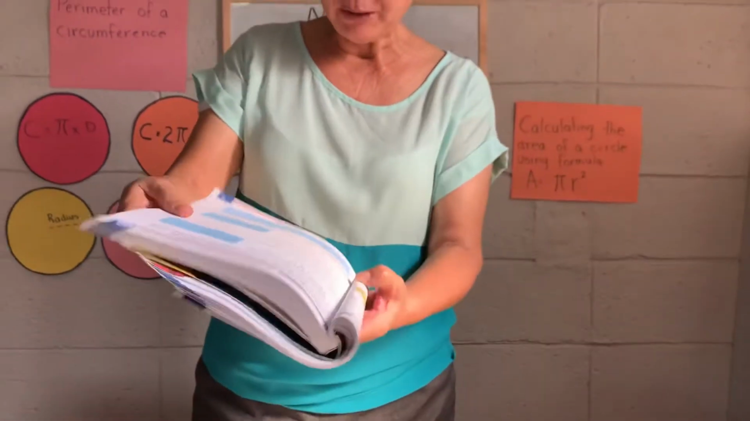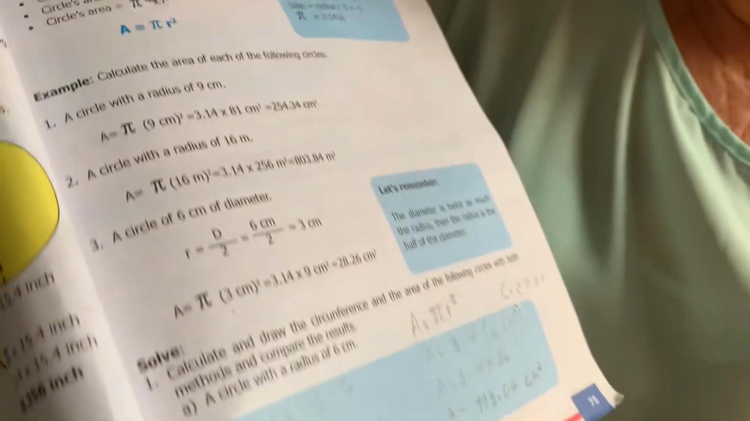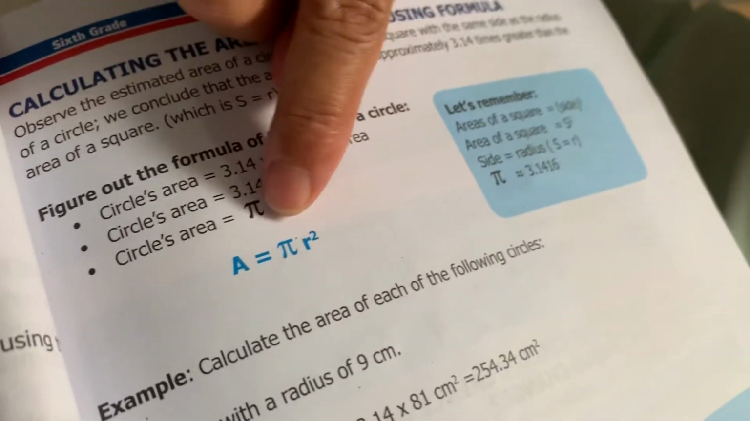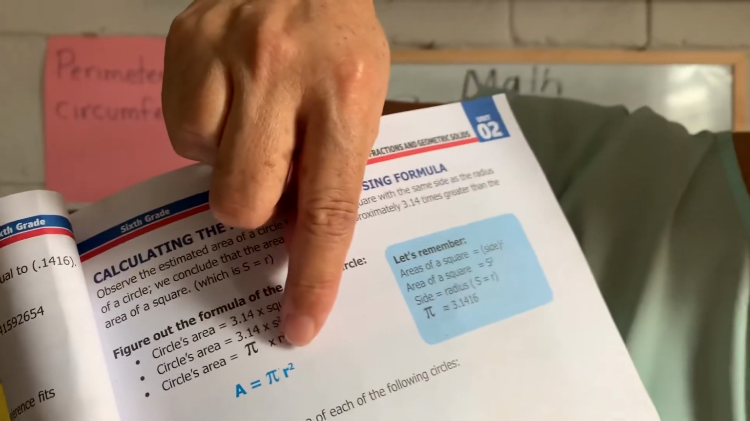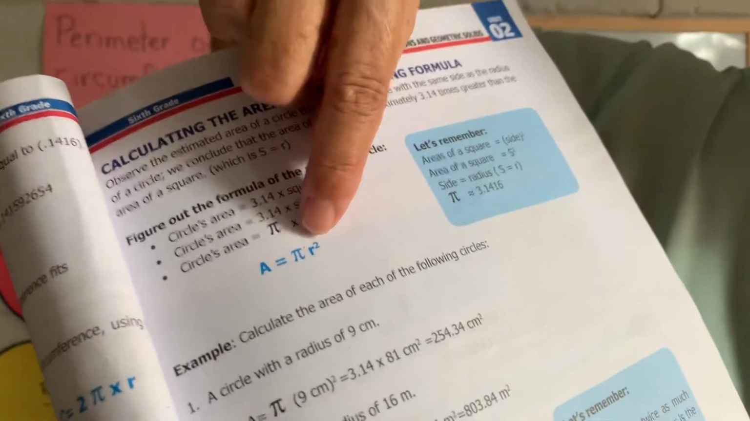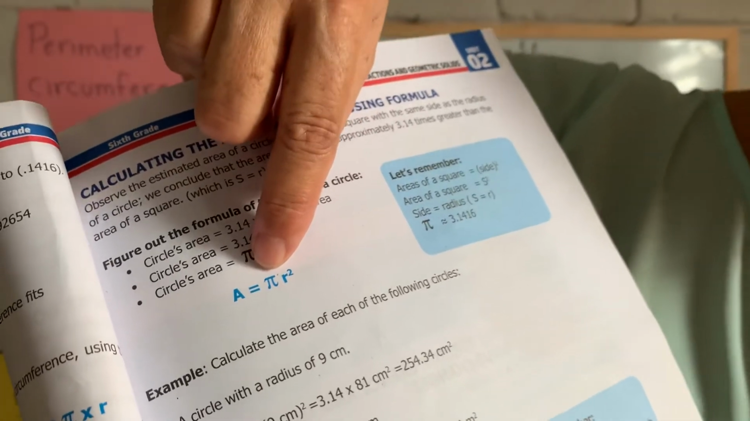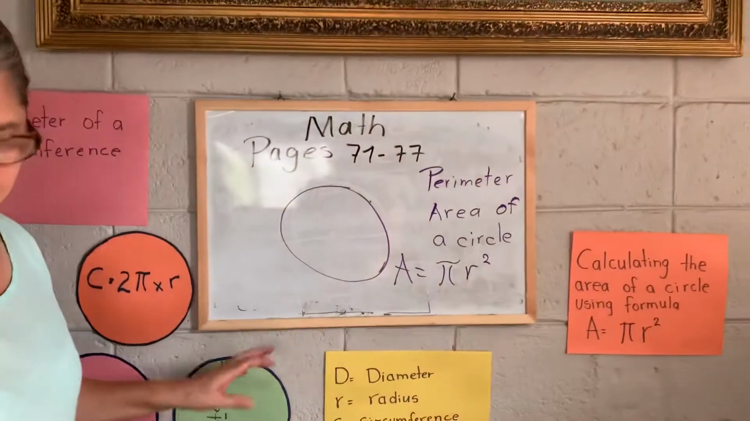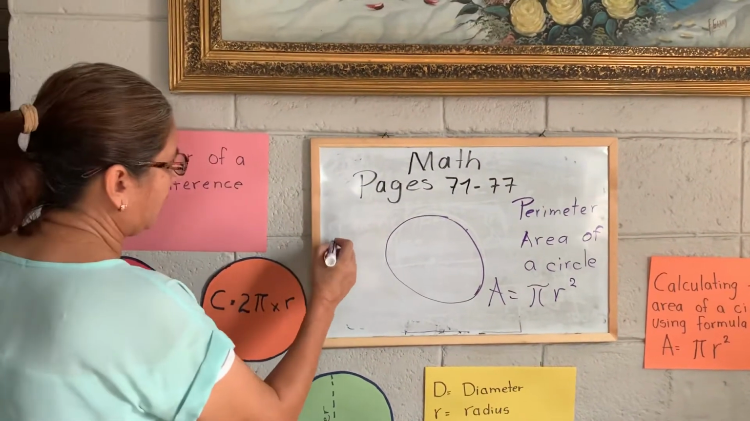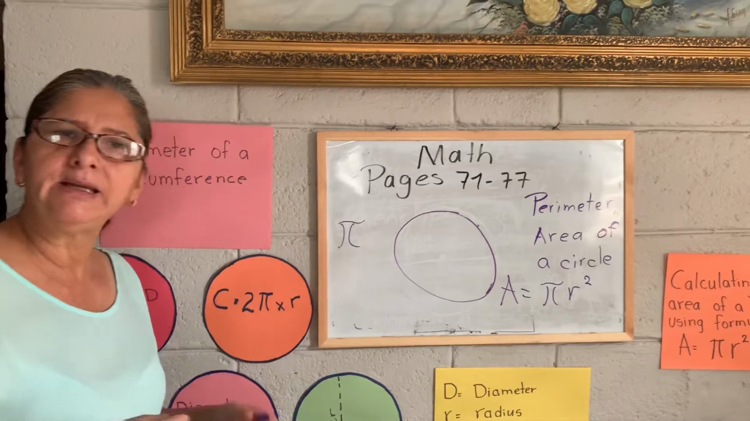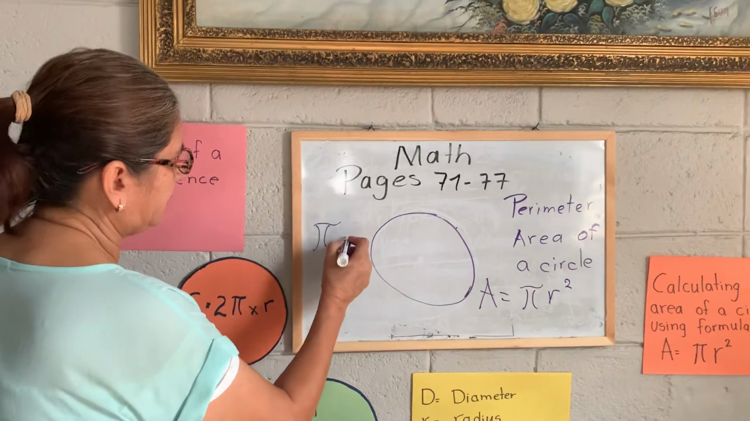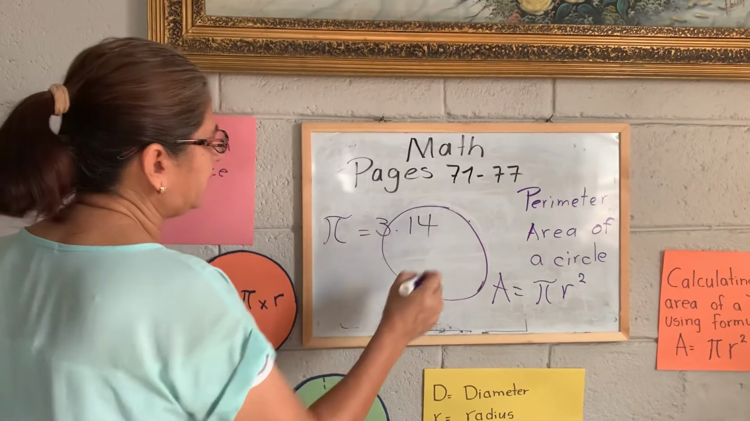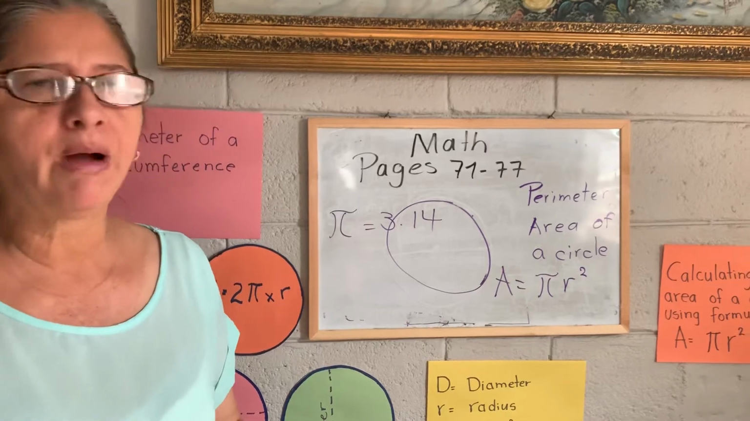Okay, now listen up. On the next page, page 75, we have the formula to find the area of a circle. A equals pi multiplied by r squared. Remember, r means radius, and this symbol is pi. Pi is a Greek symbol, and the value is already given, that is equal to 3.14. And that value doesn't change.